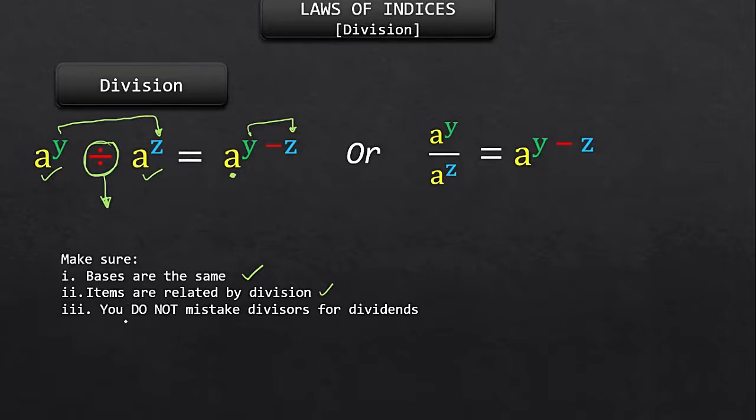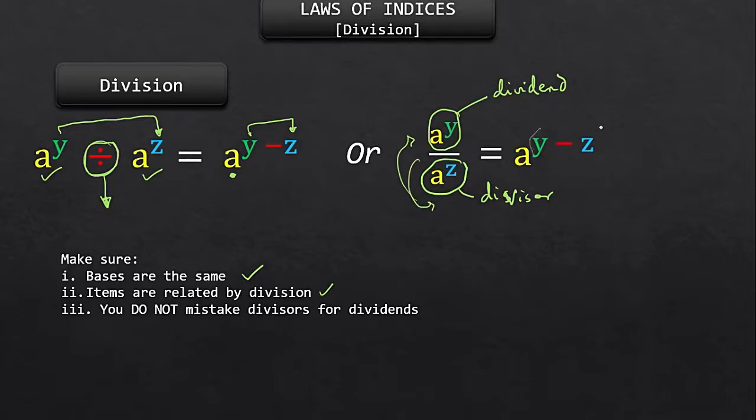And then the third condition is that try as much as possible not to make mistakes or not to confuse divisors for dividends. So what are divisors and dividends? This one is called the dividend, while the one at the bottom is called the divisor. So why we say try as much as possible not to confuse the dividend and the divisor is because if you interchange them, this one goes up and this one comes down, then it means the powers too will change.